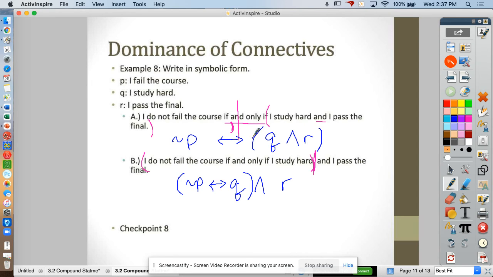So even though these sentences say the exact same thing, it's the pause of where the comma goes grammatically that makes it, oh, if this is if and only if, this part has to happen. This part has to happen. On this one, it's an if and only if inside the group and R is going to happen. Okay, so go ahead and pause and try your checkpoint 8 and then come back and check it.